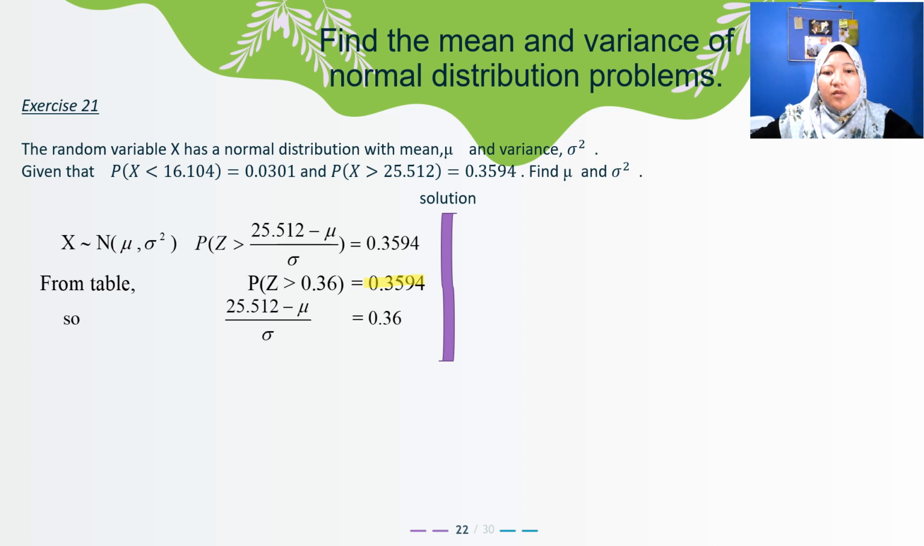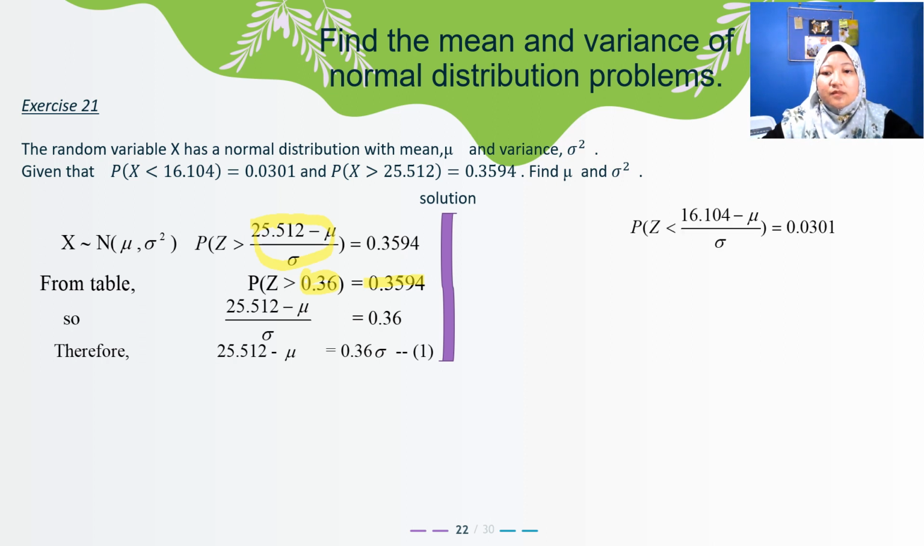Kemudian, kita compare nilai ini dan nilai ini. Jadikan satu persamaan. Okey, jadikan dia seperti ini. 25.512 minus mu equal to 0.36 sigma. Let as a first equation. Okay, next information. Kita tolakkan 16.104 tolak mu over sigma.